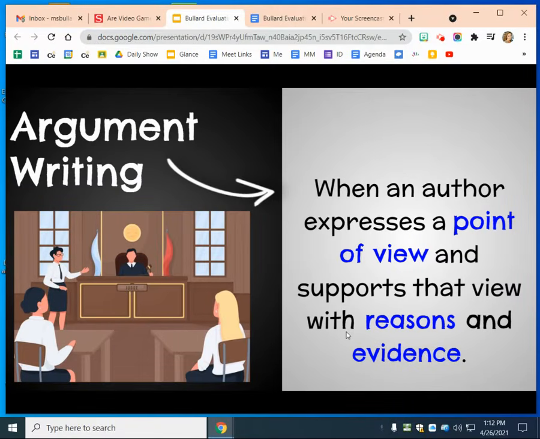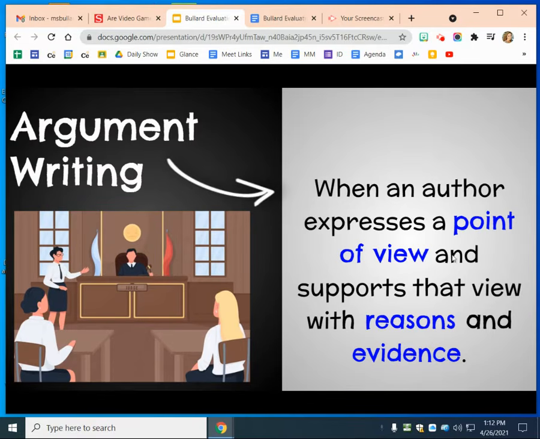So an argument is when an author expresses a point of view and supports that view with reasons and evidence. So a point of view is also known as an opinion. Okay, and I know you, all sixth graders, have lots of opinions on things. But what makes an opinion different from an argument is that it's an opinion that's backed up with reasons and evidence. So it turns it from an opinion into an argument when you see reasons and evidence to support it.